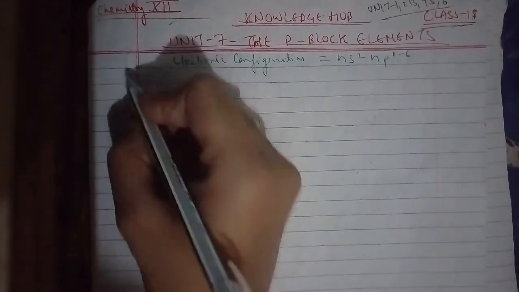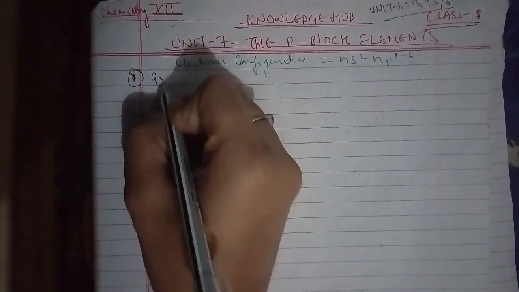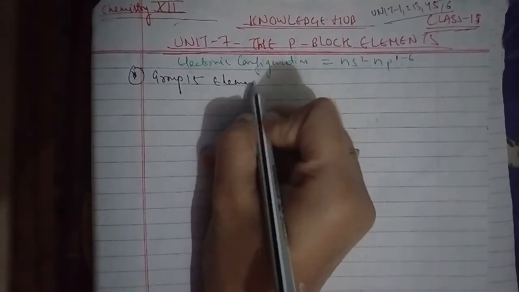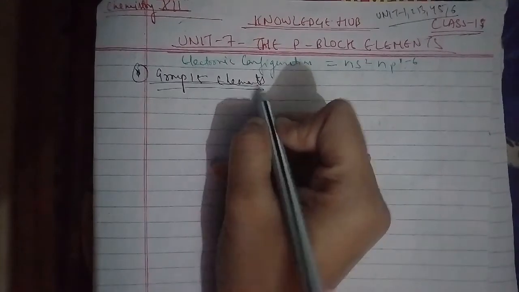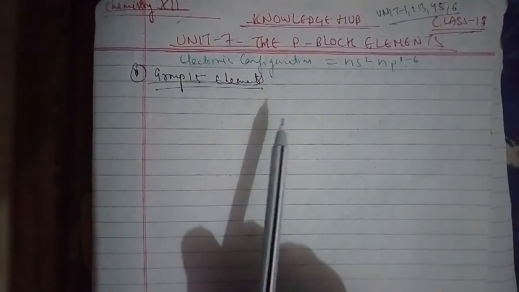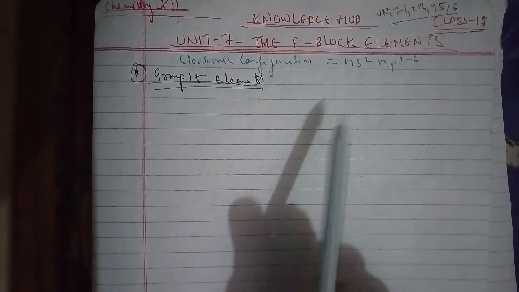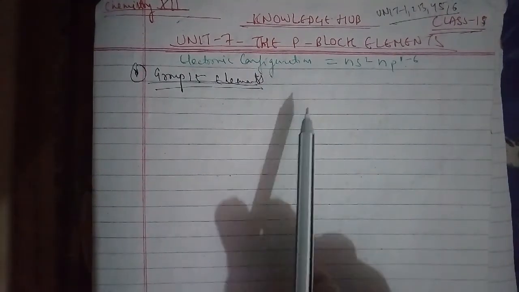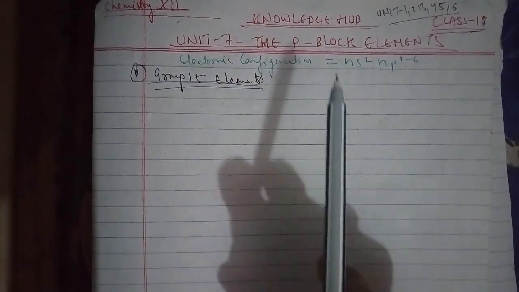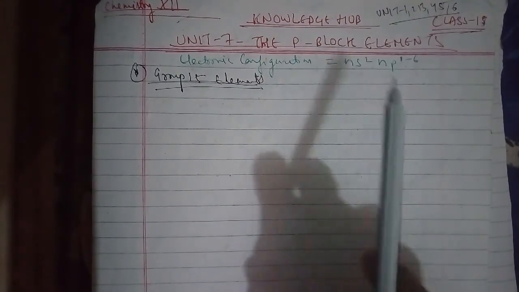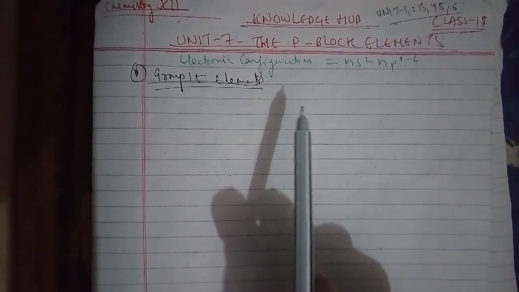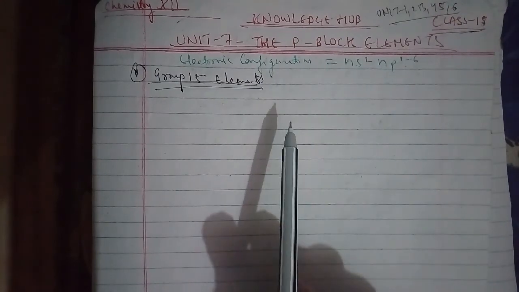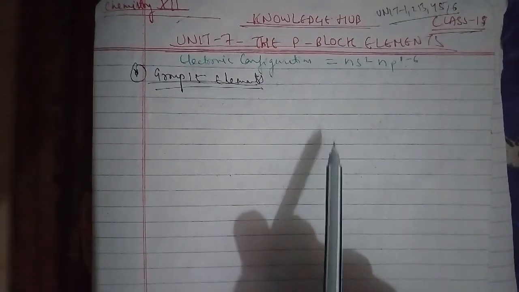In terms of group 15 elements, group 15 includes nitrogen, phosphorus, arsenic, antimony and bismuth. As we go down the group, there is a shift from non-metallic to metallic character through metalloid character. Nitrogen and phosphorus are non-metals, arsenic and antimony are metalloids, and bismuth is a typical metal here. Now we'll talk about the occurrence, how the group 15 elements occur here.